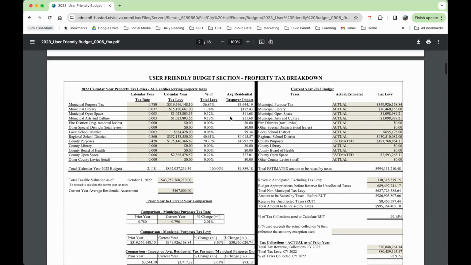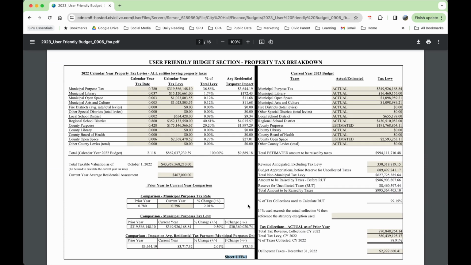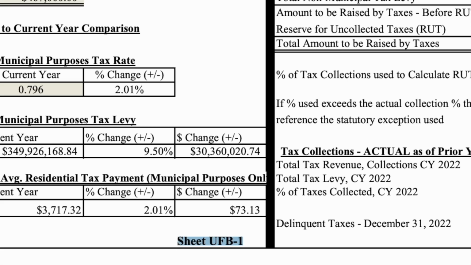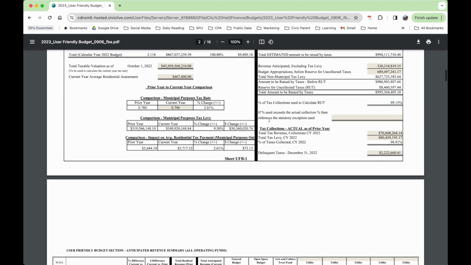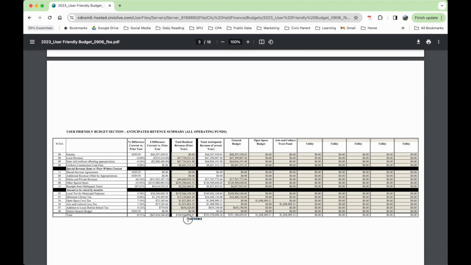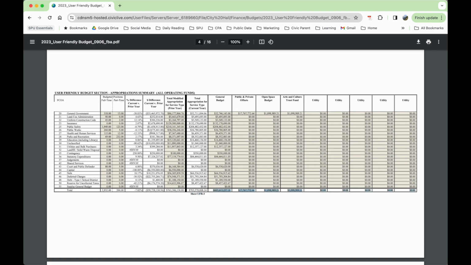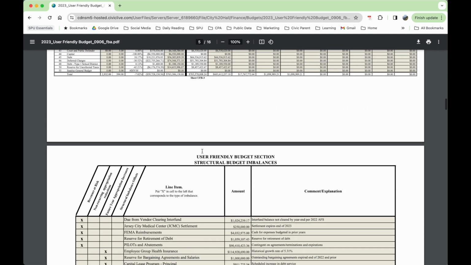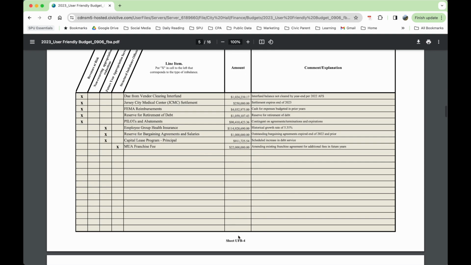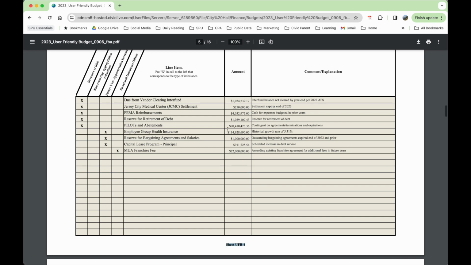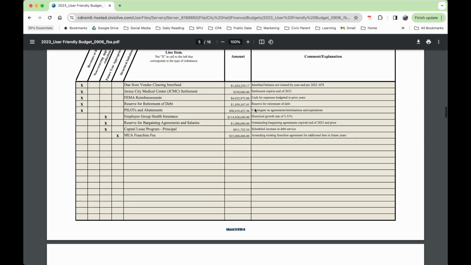So the user-friendly budget is broken up into different sections, and you can see the name of each section by the sheet name. Sheet UFB-1 is the property tax breakdown. If I scroll down, Sheet UFB-2 is the anticipated revenues. Sheet UFB-3 is the appropriations, otherwise known as expense summary. Sheet UFB-4 is the structural budget imbalances.